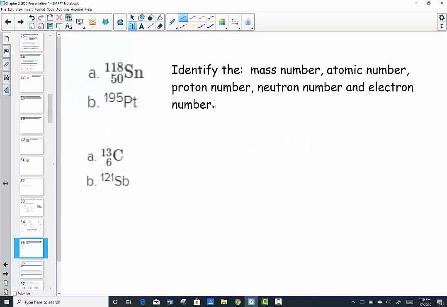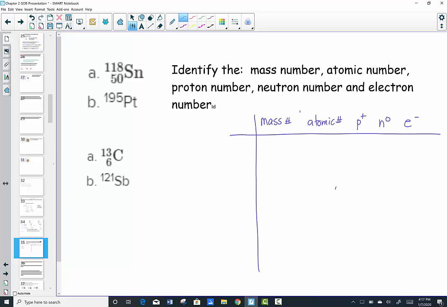Let's identify the mass number, atomic number, proton number, neutron number, and electron number for each of those, and there's 4 to do. So I think we'll create a chart. We need a mass number, an atomic number, protons, neutrons, and electrons. Let's create a grid to answer these easily.